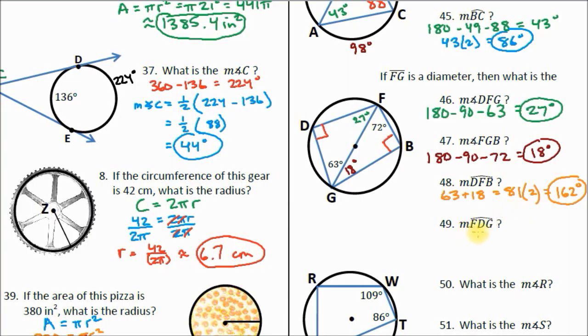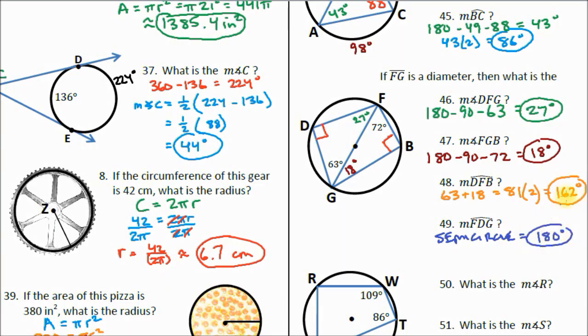And then what is the measure of arc FDG? Well, that's made by a diameter. We know a diameter cuts a circle in half. So let's just make a little note here. This is a semicircle, and that means it is 180 degrees.